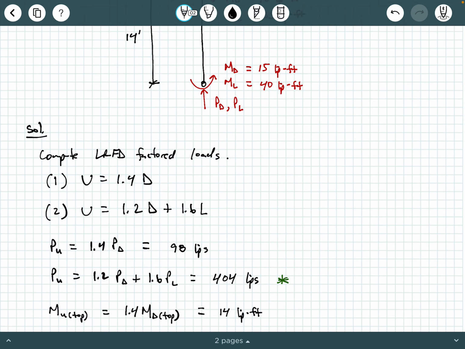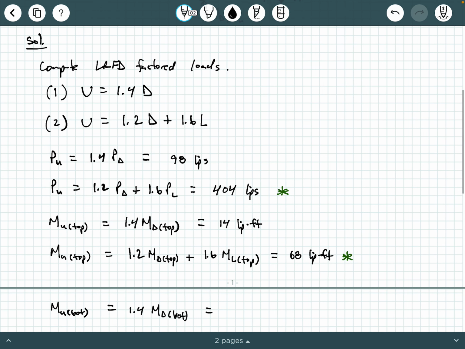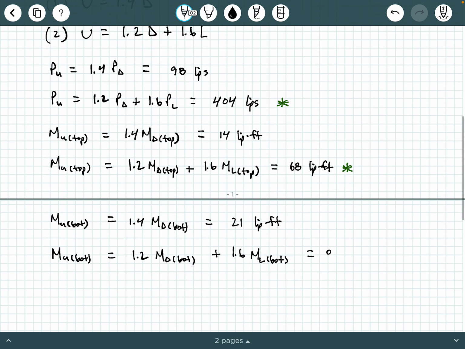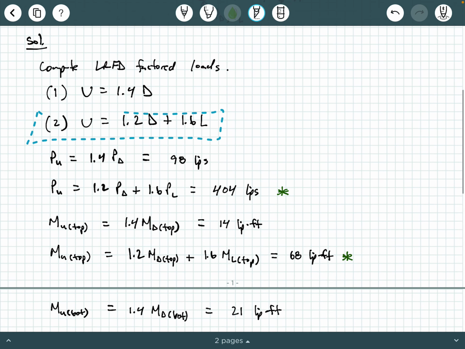So we have 1.4 times 15 is 21 kip feet. And then checking the second load combination, 1.2 times 15 plus 1.6 times 40 is 82 kip feet. Now, you may be savvy enough to just look at these magnitudes and automatically tell, since the live load is so much bigger than the dead load, load combo 2 is going to govern on all of these. That's fine, but when in doubt, it's a good habit to check all the applicable load combinations. Okay, so let's keep moving.